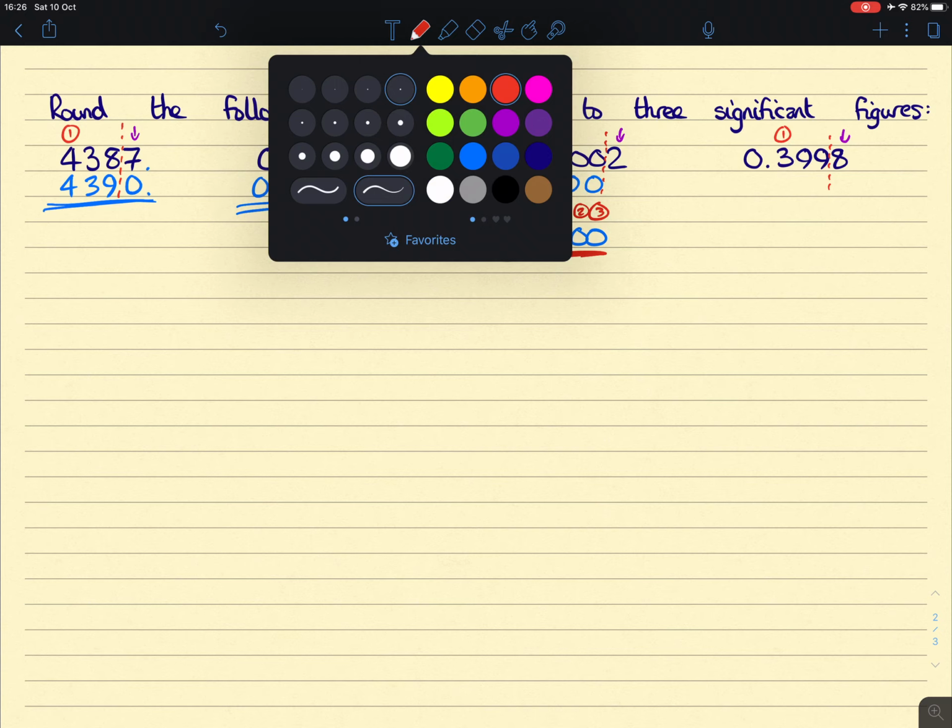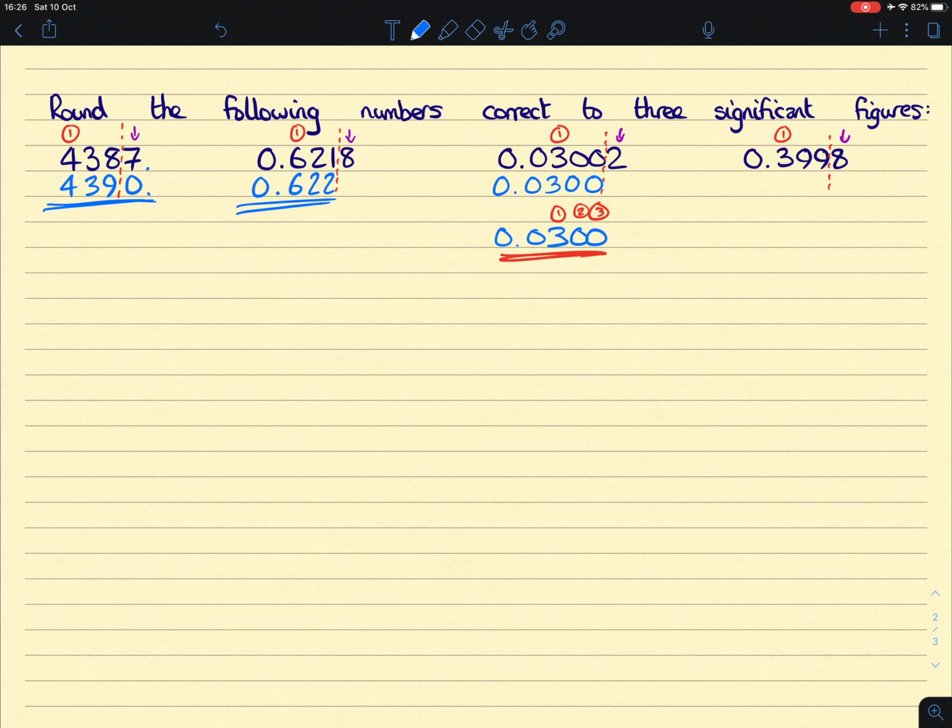And then the next one, this 8 will turn that 9 into a 10, which turns that 9 into a 10, which turns that into a 4. So we'll end up with 0.400, and again, it has to be 3 significant figures, so that is our final answer for that. Done.